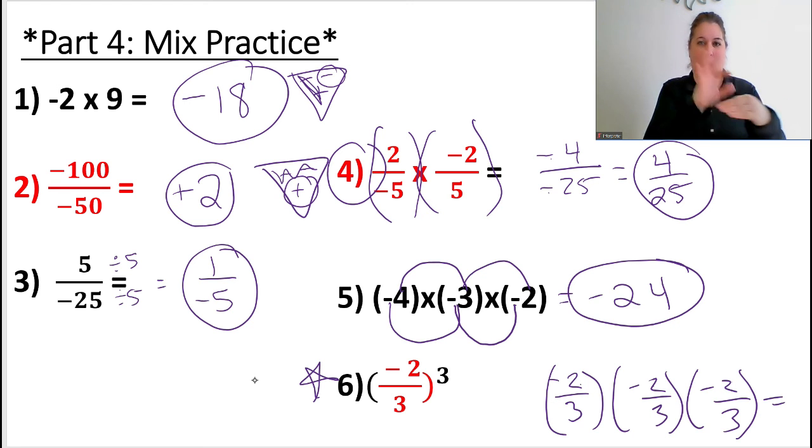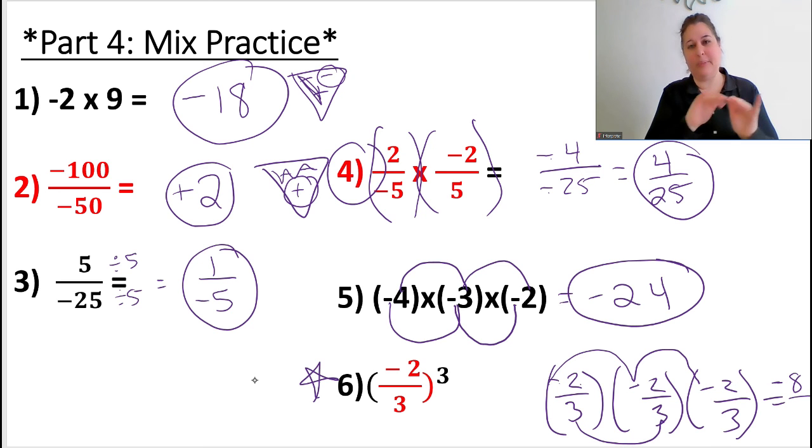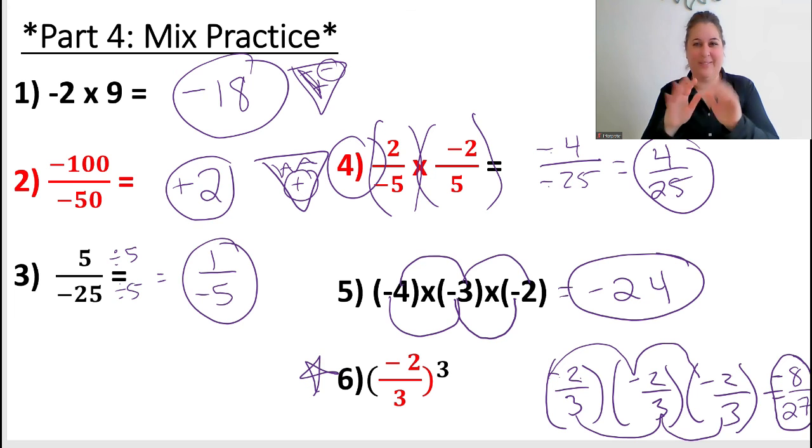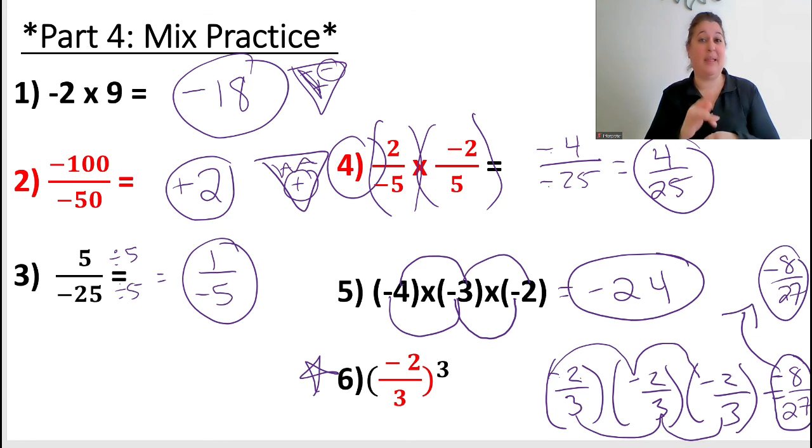So what's 2 times 2 times 2? 8. What's a negative times a negative times a negative? Negative times negative is positive, times negative is negative. All right, what's 3 times 3? 9 times 3 is 27. So negative 8 over 27. So let me rewrite that better. So negative 8 over 27. That's my answer.